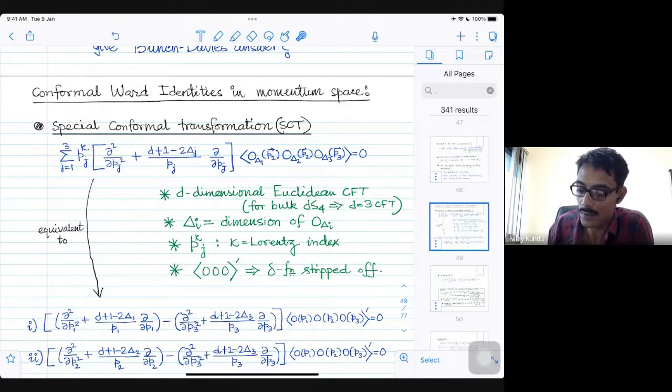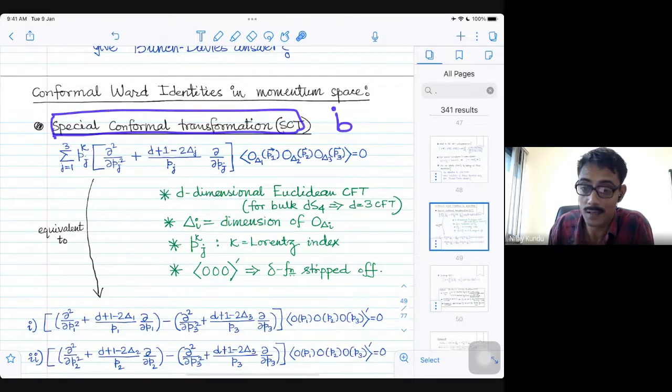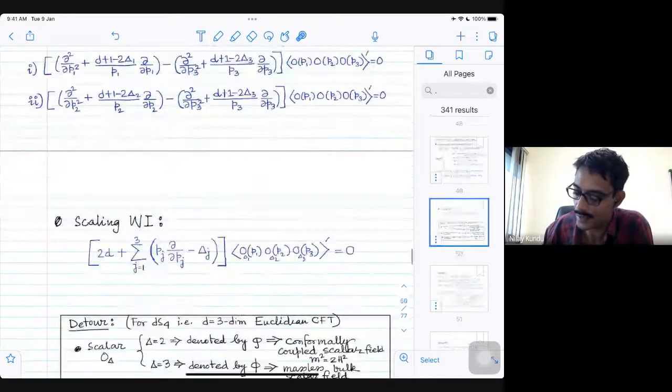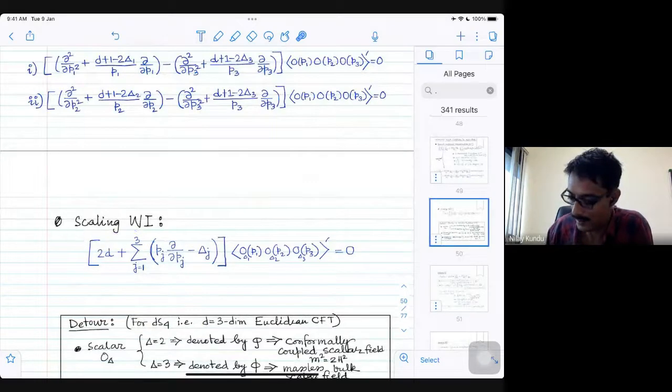As we know, special conformal transformation is generated with a parameter vector b. So I should have a vector equation, which is not true for the scaling Ward identity, which is just this.